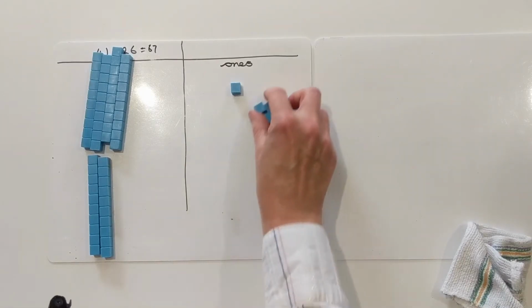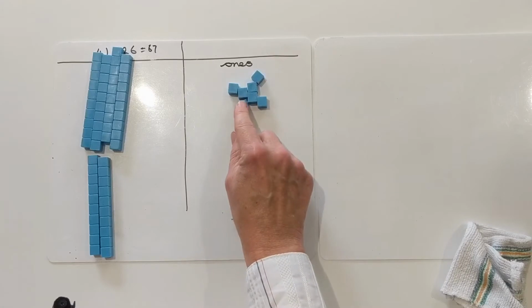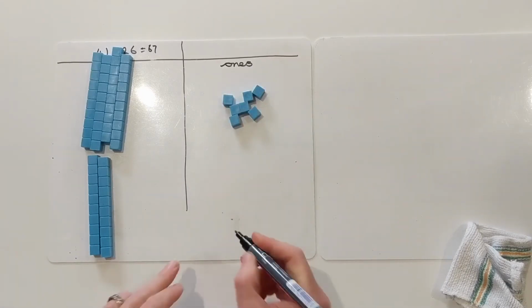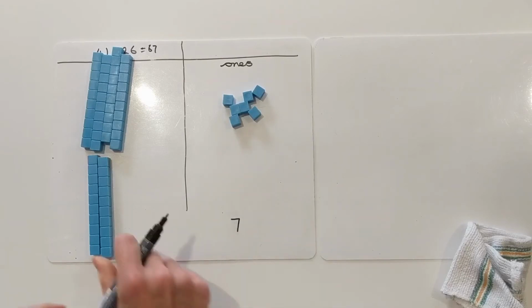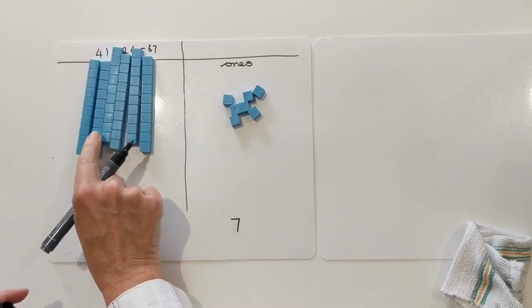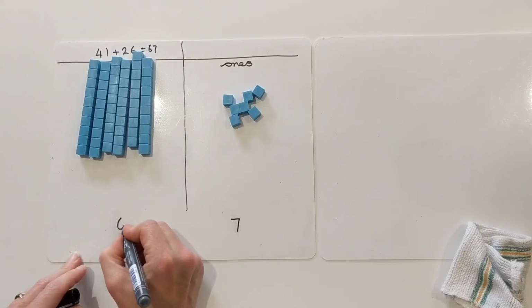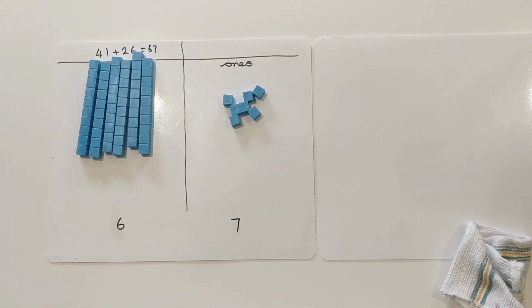So my ones come together. Do I need to regroup? 1, 2, 3, 4, 5, 6, 7. No, so I can put my digit 7 in there. Put my tens together. I've got 10, 20, 30, 40, 50, 60. So I've got 6 tens in here. My answer is 67. I can now draw my numbers.